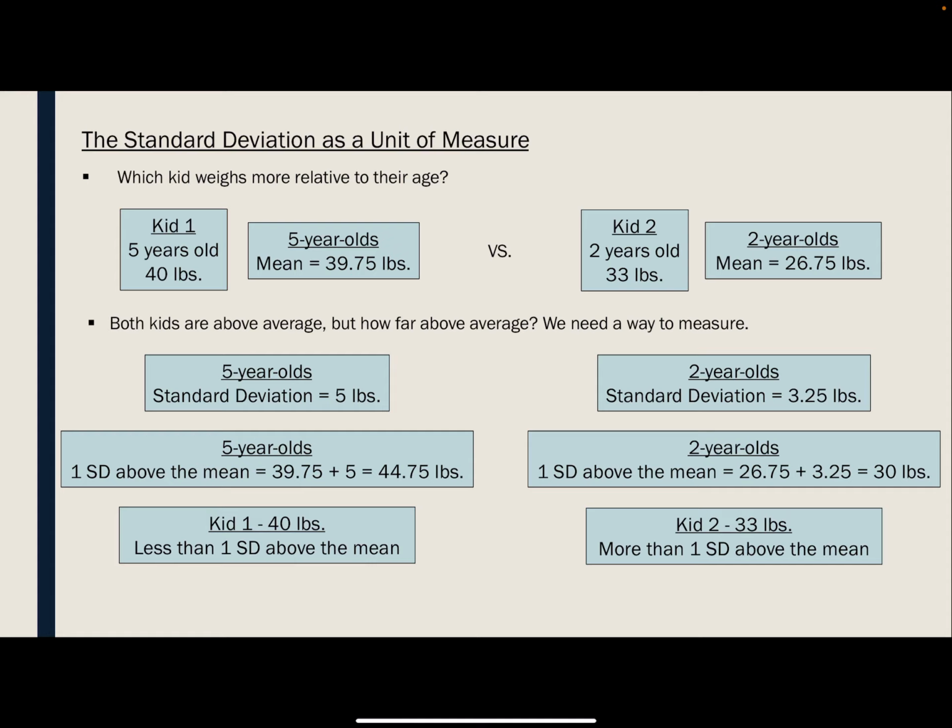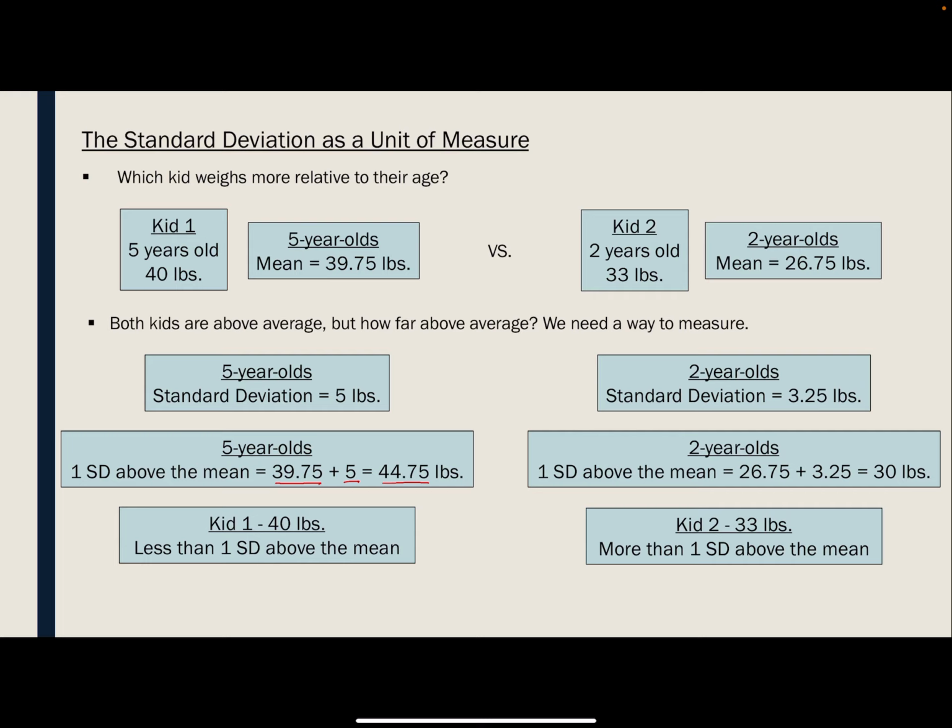So say that I know that 5-year-olds have a standard deviation of 5 pounds. Then if I take the mean, 39.75, and I add that standard deviation once, I get 44.75 pounds. So one standard deviation above the mean is 44.75, which means that I know then that this kid that's 40 pounds is above the mean, but less than one standard deviation above the mean.